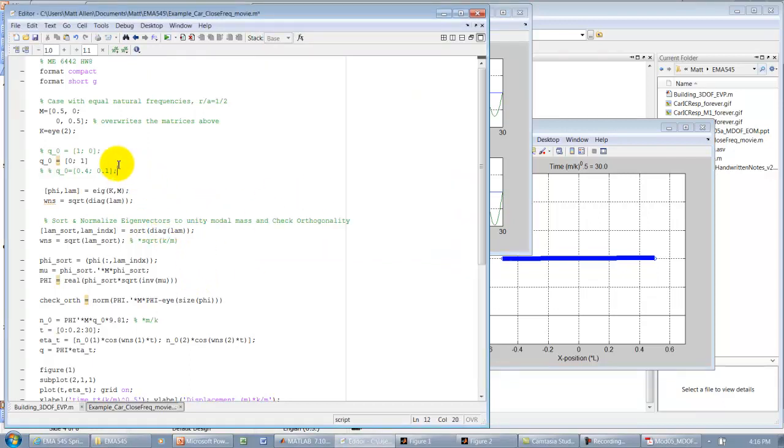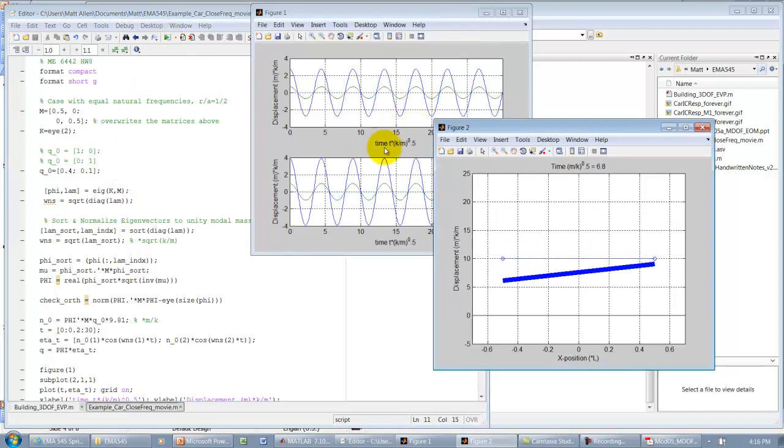Now, we can take an even more arbitrary case, run this, and here again we just have a pure harmonic motion. So the mode of the system is anything that we want it to be. Okay, so that's all that I wanted to say about systems with close natural frequencies.